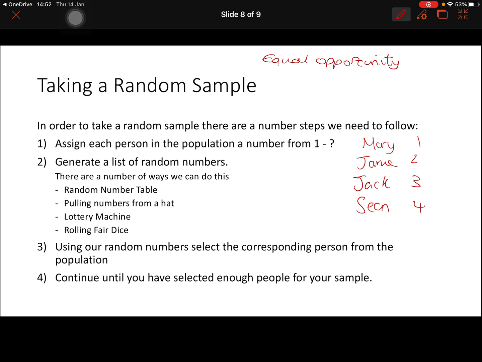What we then need to do is generate a list of random numbers, and they have to be random numbers. They can't be ask someone for a number and take that one. They have to be completely random, and there are a few different ways we can do this.